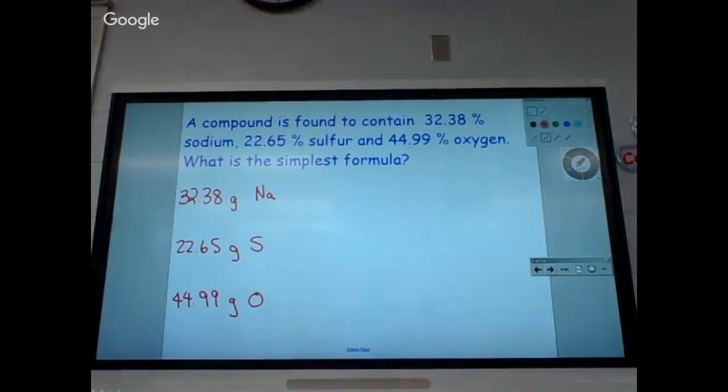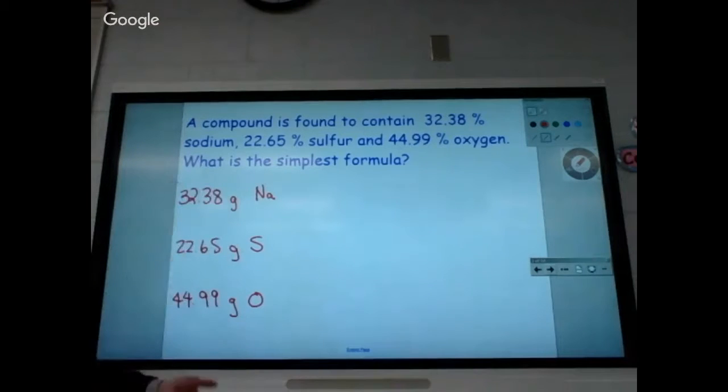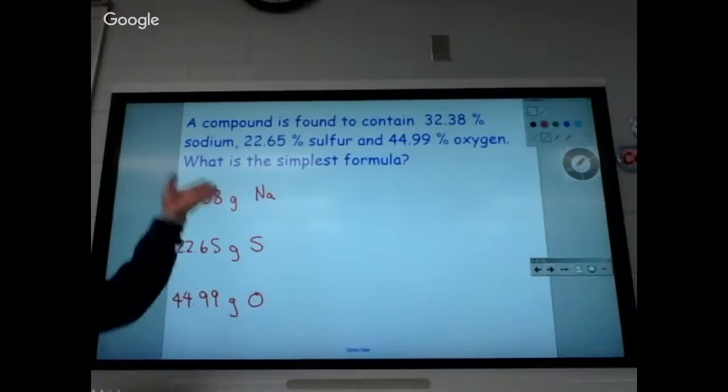Okay. She said it was 100%. It's now 100 grams. So we don't have to multiply. We don't have to divide. We don't have to do anything except make them grams.